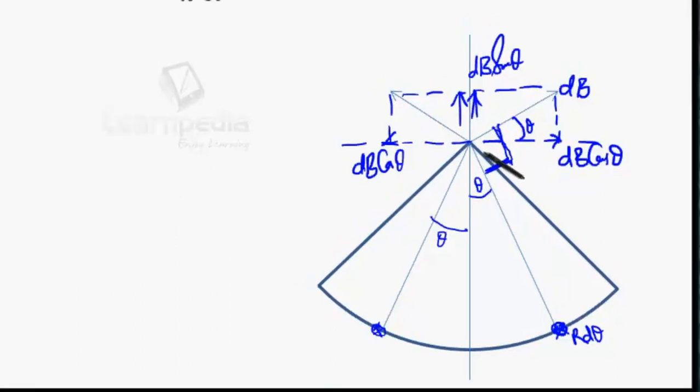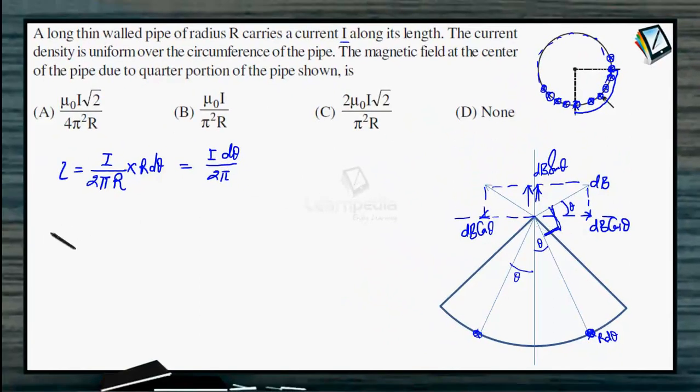So we have the idea that the net magnetic field B at this point can be calculated by integrating dB sin theta. If we do twice of this, then the value of theta would change from 0 to 45 degrees, that means pi by 4. So we have to perform this integration to get our answer. Now what is the value of dB?